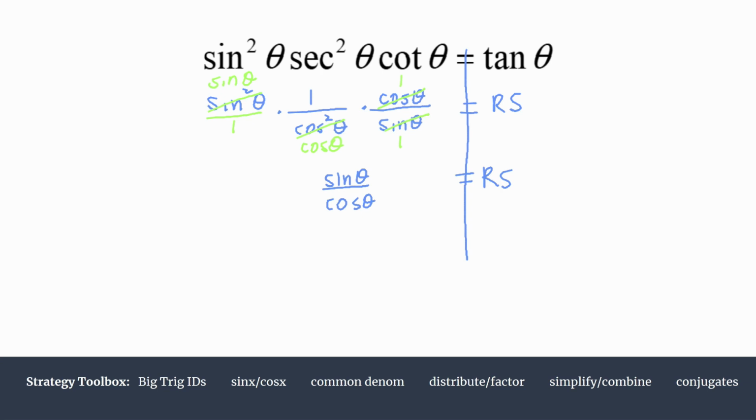And now we can use another quotient identity. We know that sine over cosine is just tangent. So we make that substitution. I like to go ahead and write it very clearly that tangent is equal to our right side tangent. And we have verified this trig identity.